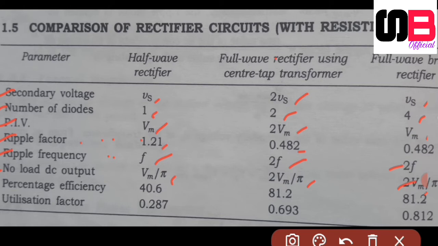Now the efficiency. In case of half wave, the efficiency is 40.6%. And in case of full wave, that is center tap or bridge, the value is 81.2%. And last one is the transformer utilization factor. In case of half wave, it is 0.287, and in case of center tap, the value is 0.693, and in case of full wave rectifier, the value is 0.812.